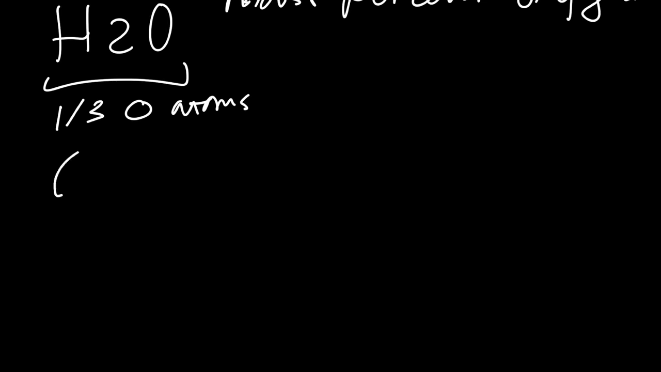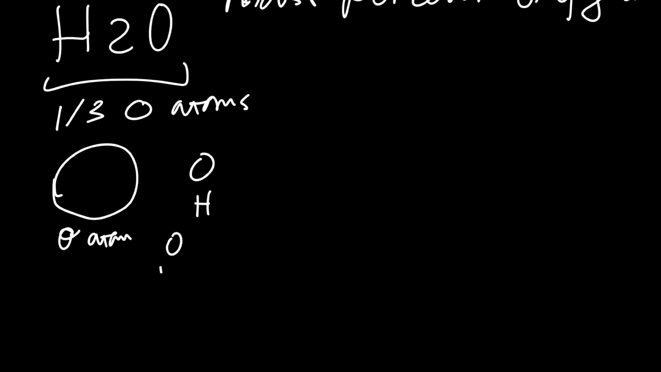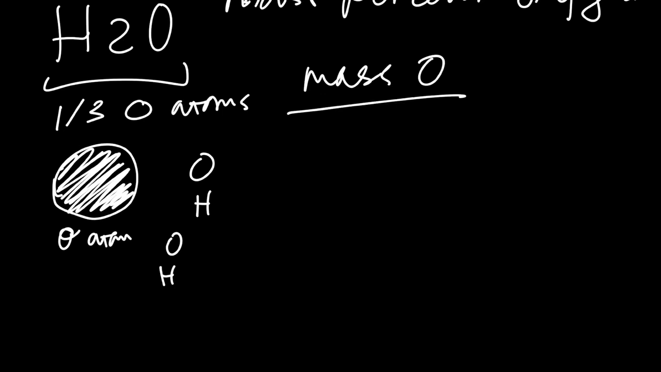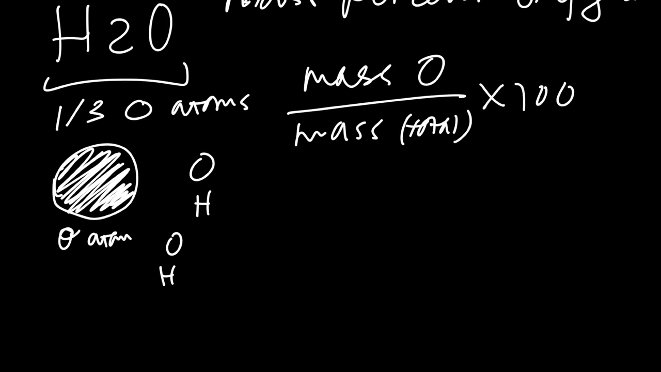So you have to remember that an oxygen atom, so say this is an oxygen atom, is much bigger than a hydrogen atom. So if you have a molecule where all of these are bonded together, you can see that oxygen is going to take up a much bigger mass. But let's figure this out with math. To find the mass percent oxygen, we're going to go through a ratio of mass of oxygen over the total mass of the molecule. And we're going to multiply that by 100 to get our percent.